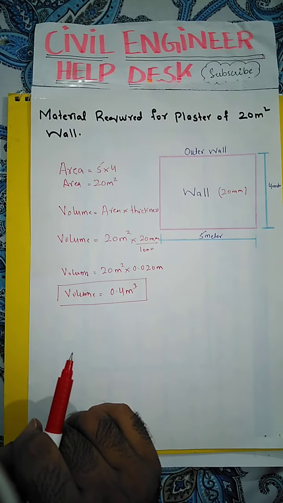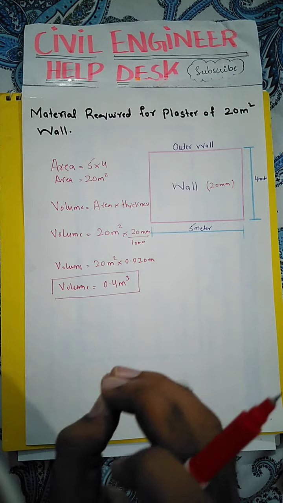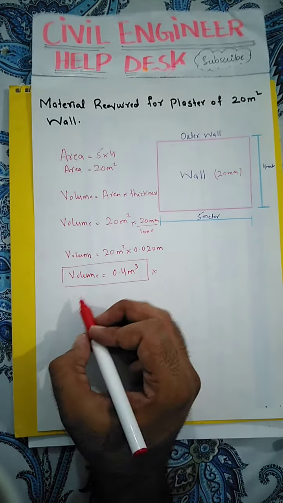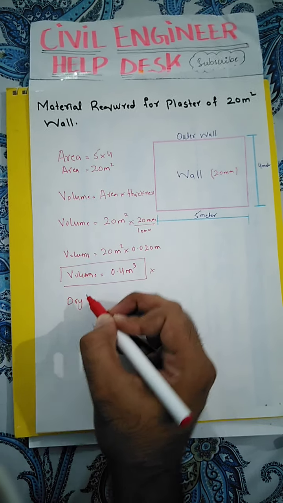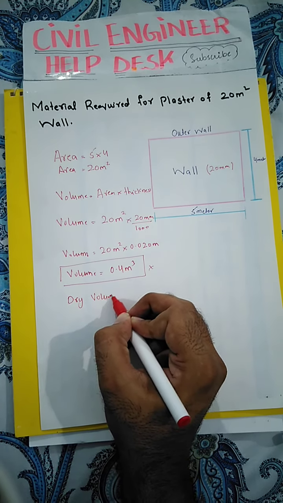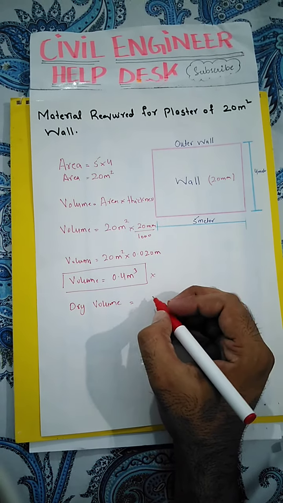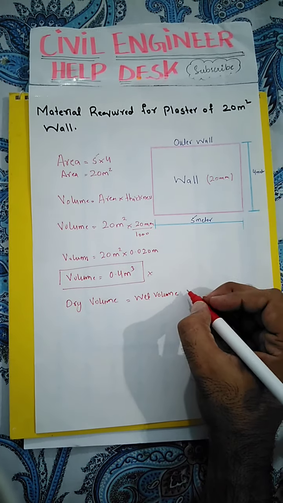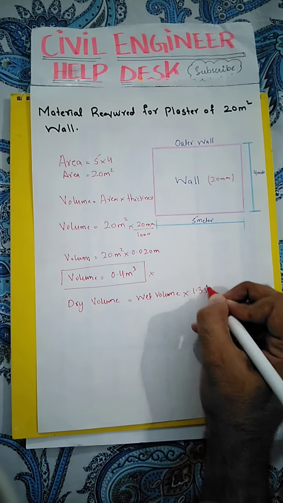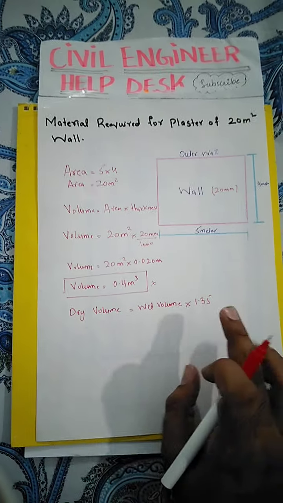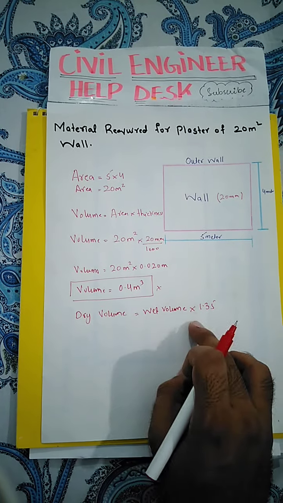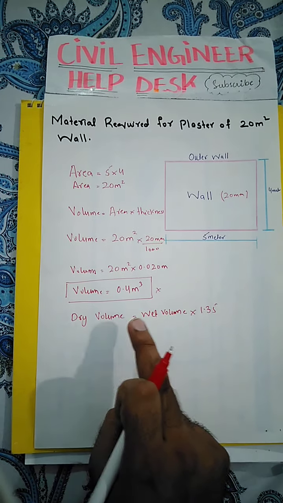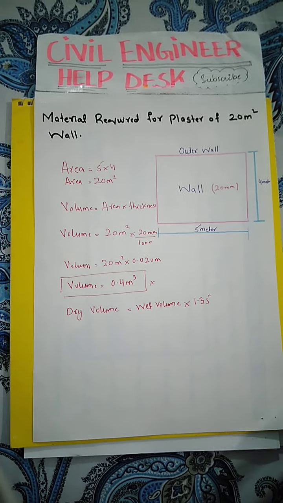But we know that if we want to calculate cement and sand quantity, this volume will not be used. We need dry volume, and dry volume is equal to wet volume into 1.35. Remember viewers, for concrete, dry volume is equal to wet volume multiplied by 1.54, but for plaster, dry volume is equal to wet volume multiplied by 1.35.